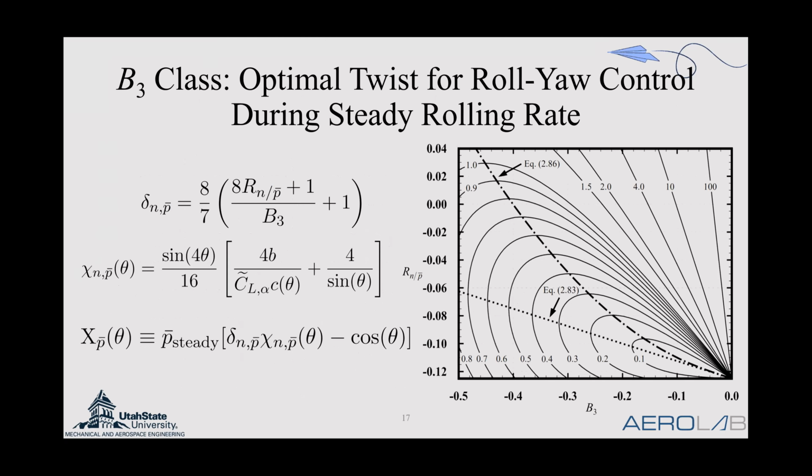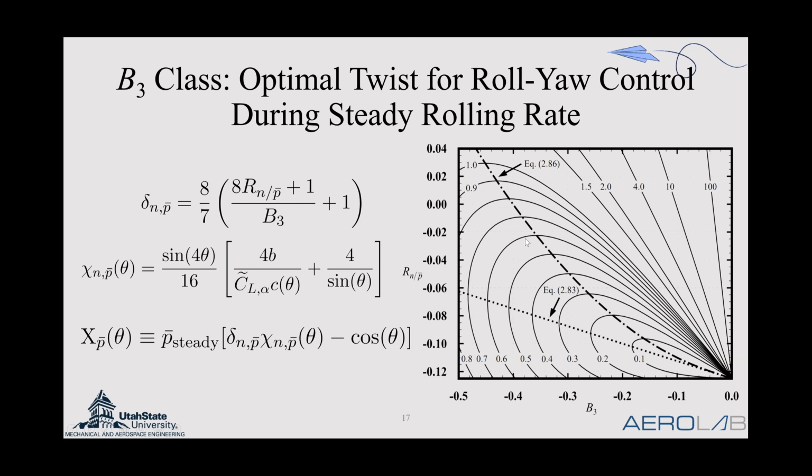The next case we considered is for steady rolling rate. This is very similar. So this equation is very similar to what we found on the previous equation. We found the antisymmetric twist component that will guarantee a certain rho-yaw coupling during a steady rolling rate. This antisymmetric twist distribution needs to be added to the previous antisymmetric twist we found previously that negated the effects from rolling rate. And so this would be the total antisymmetric twist distribution you want to use.